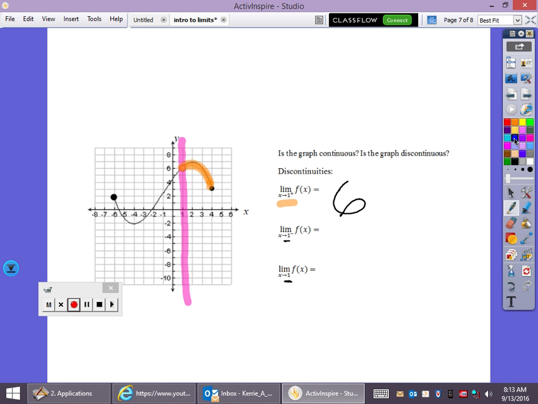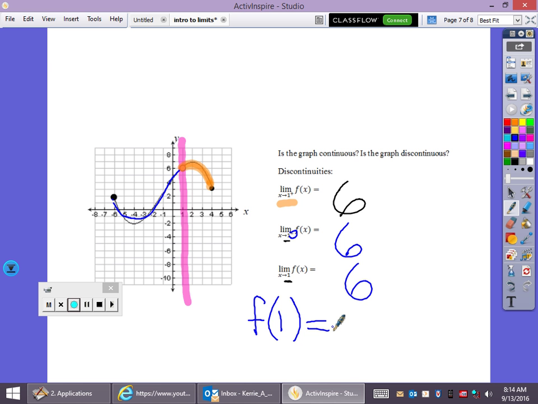All right. Now, this one is negative. So I'm coming in from the left-hand side. And what height am I at the pink line? 6. Are my 2 answers in agreement? Therefore, does the limit exist? At what value? 6. Trick. All right. Now, does f of 1 exist?